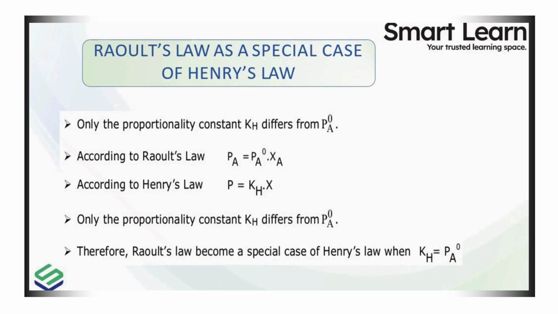Then we are going to discuss Henry's law, also as a special case of Henry's law. The two equations differ only by the constant. Therefore, Raoult's law becomes a special case of Henry's law, where only the proportionality constant differs, which is P naught A.